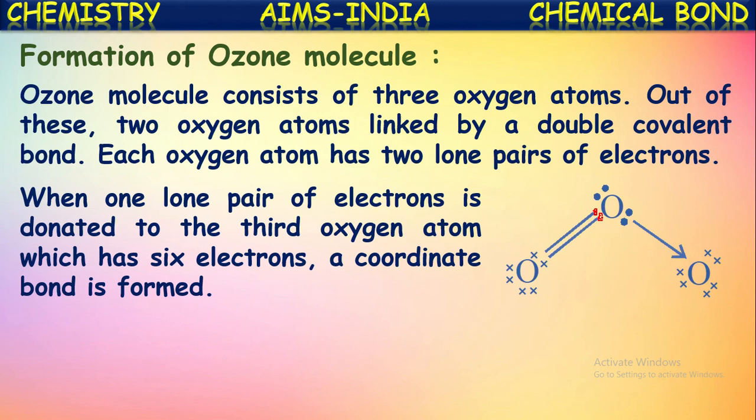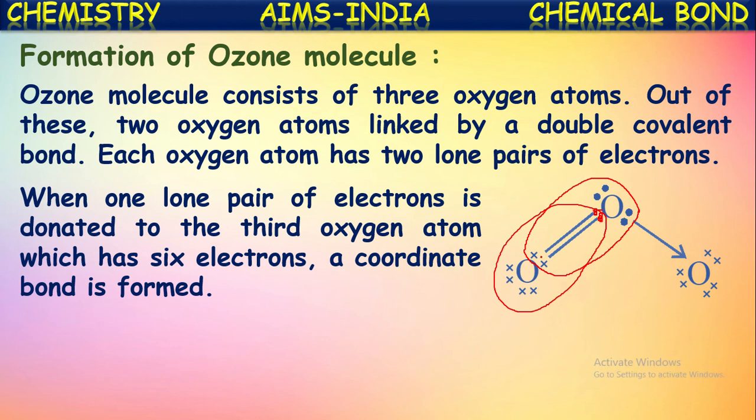By sharing of two pairs of electrons, each oxygen atom is getting an octet because each oxygen atom initially has 6 electrons in its valence shell. This one has 6. By sharing these two electrons, it is getting an octet configuration, isn't it? At the same time, if you see this oxygen, already 6 electrons are there, it is sharing 2 more electrons from that oxygen and hence it is also getting an octet.